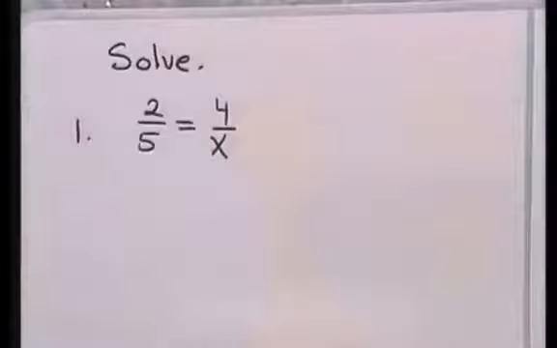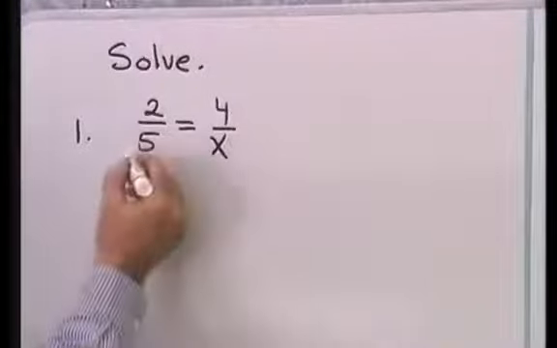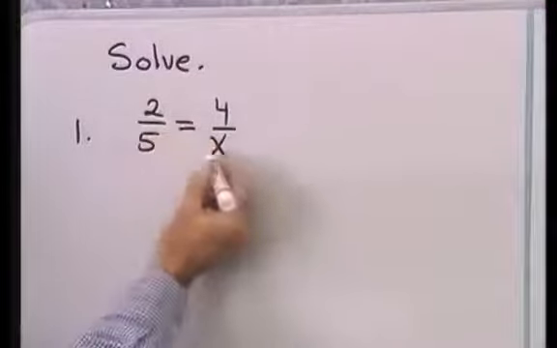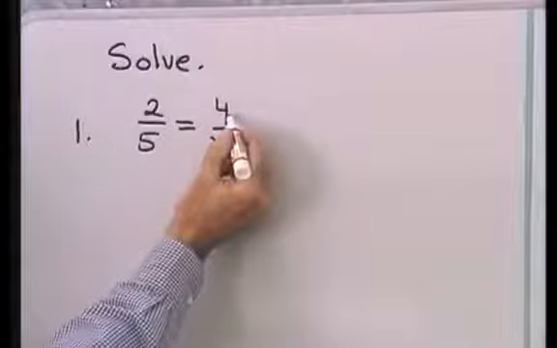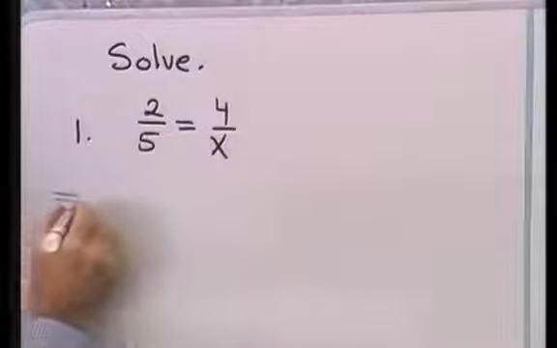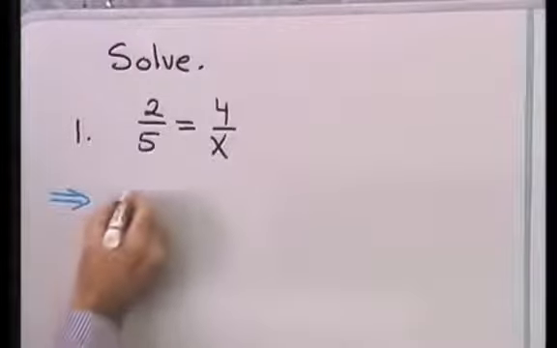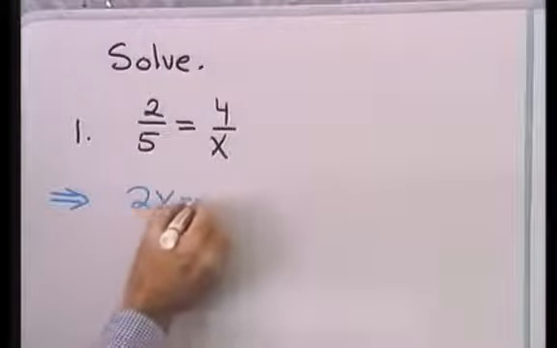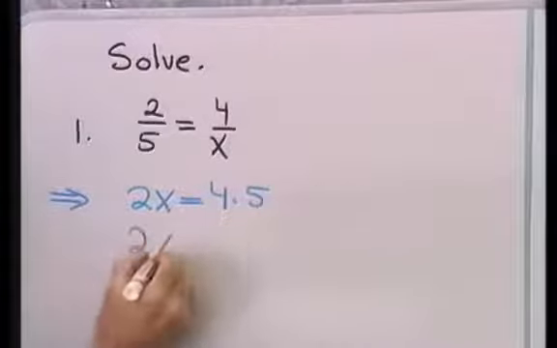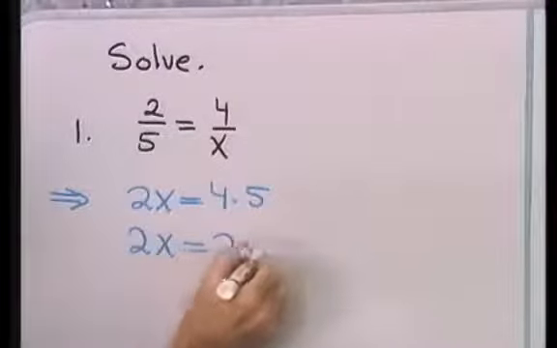Let's take a look. Problem number 1, we want to solve 2/5 is equal to 4 over x. So remember, the product of the means is equal to the product of the extremes. So 2 times x and 5 times 4 are going to be equal. So I'll use my means extremes property to write this as, and I'm just going to say this implies that 2x is equal to 4 times 5. So 2x is equal to 20.